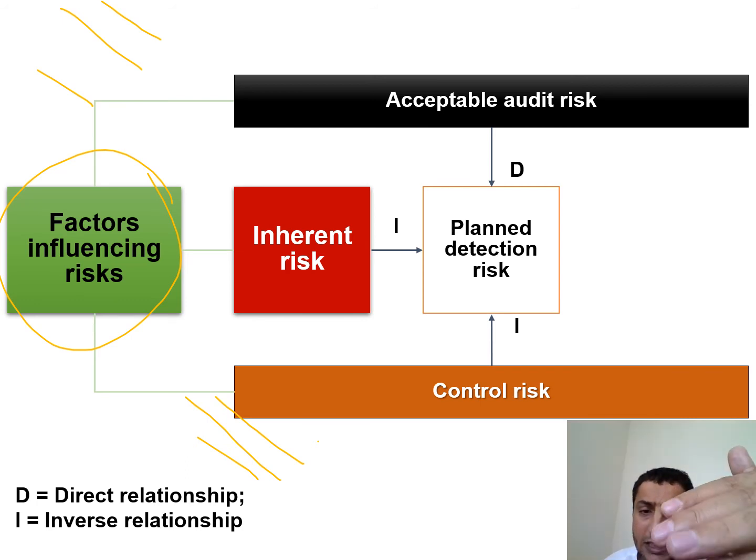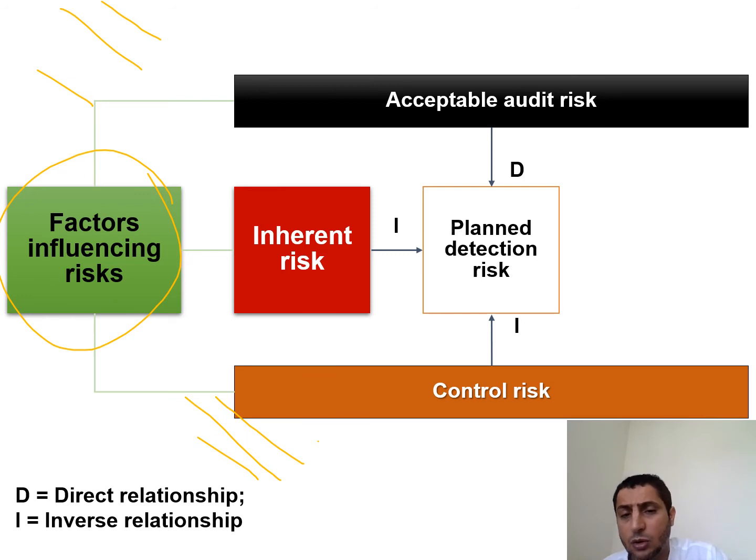So acceptable audit risk has a relationship with planned detection risk. If the auditor sets the acceptable audit risk at a low level, then that will lead to a low level of planned detection risk, and so on. So it is a direct relationship.